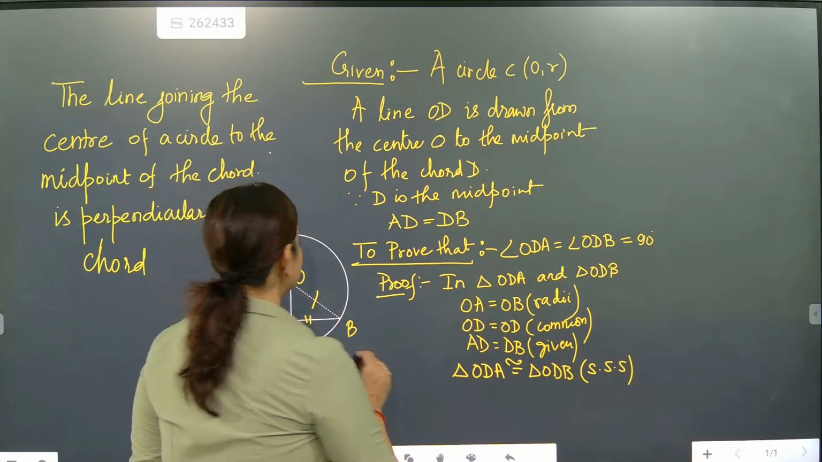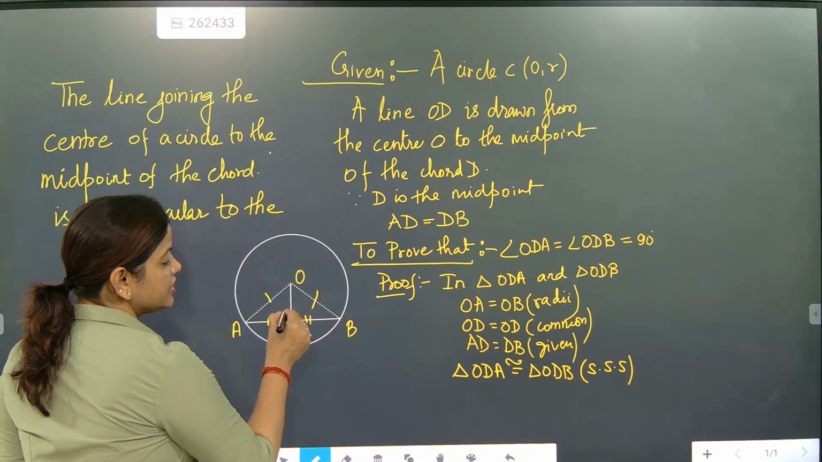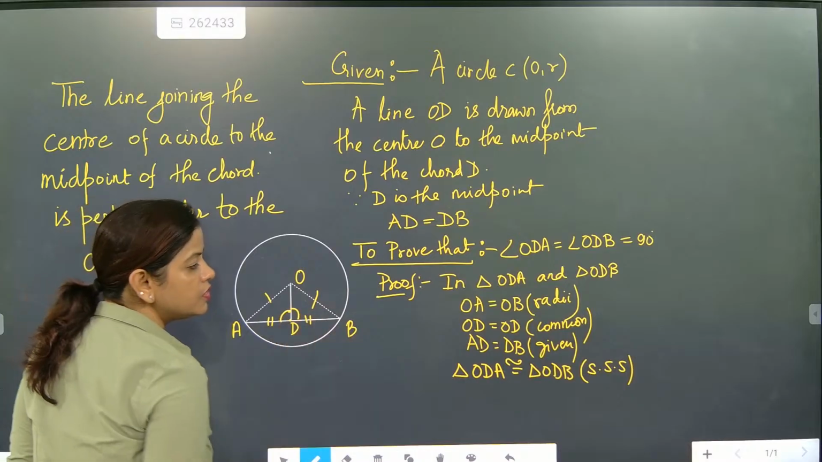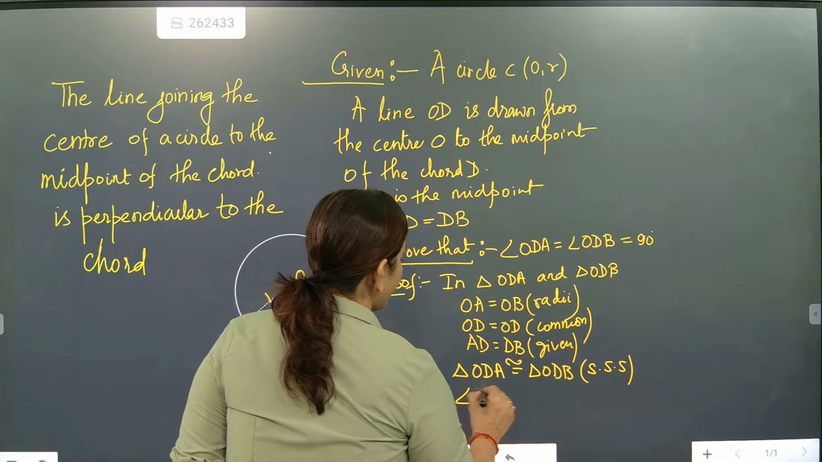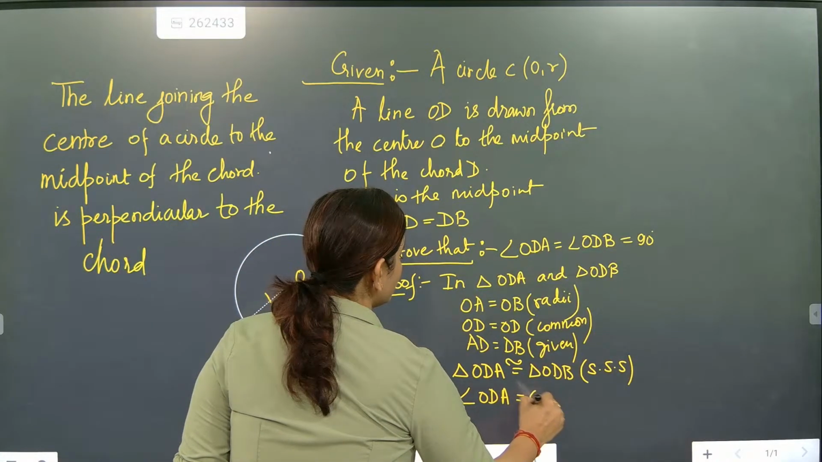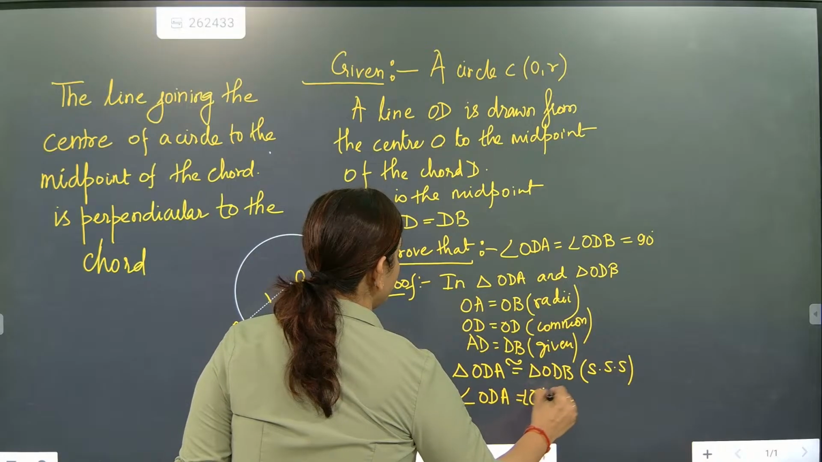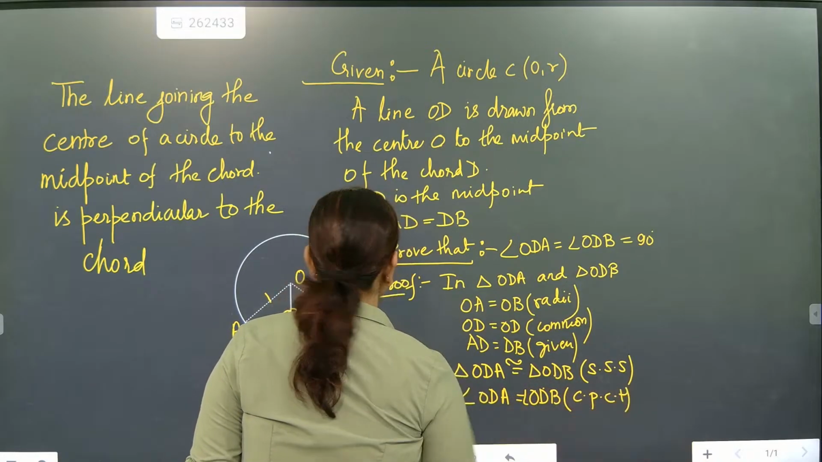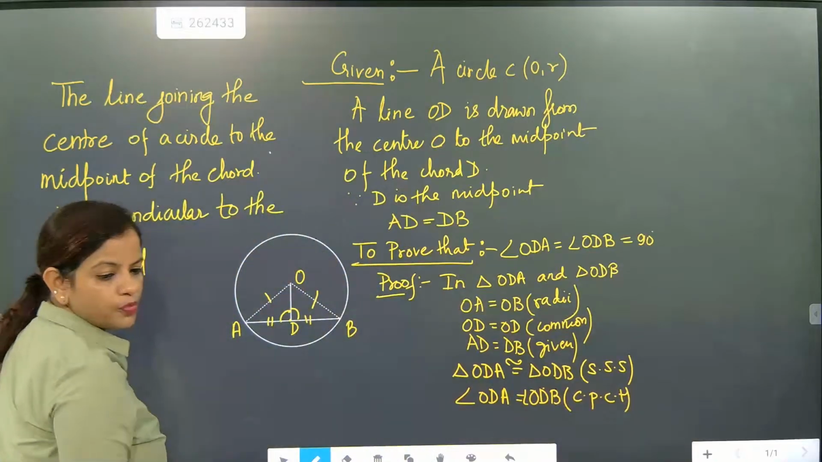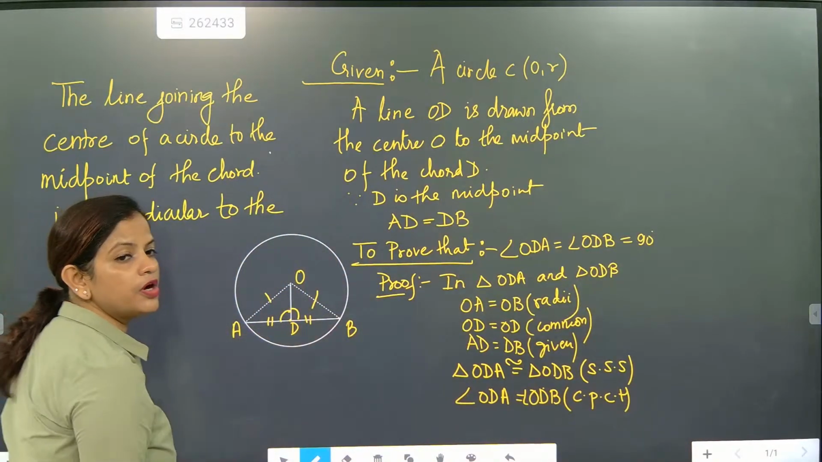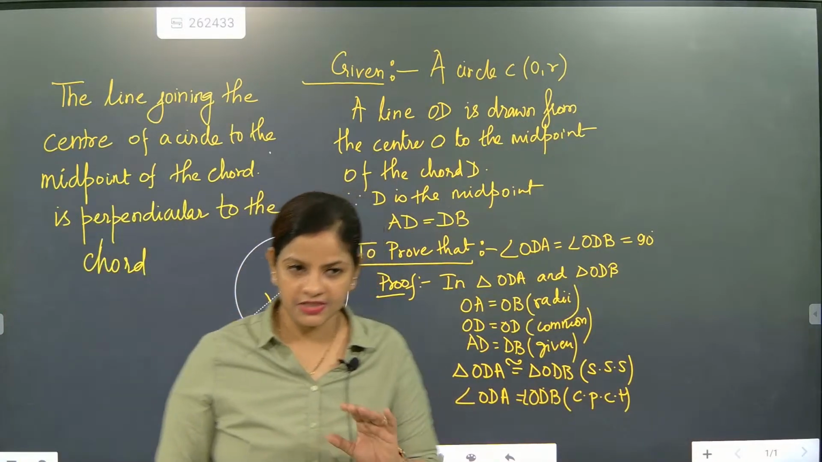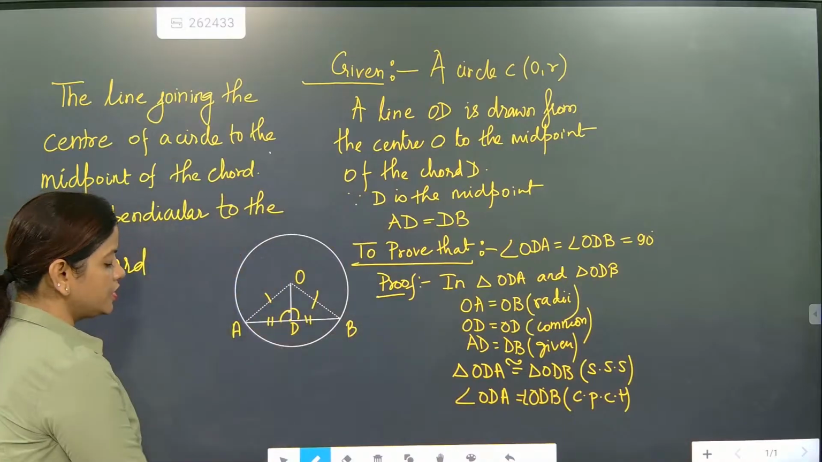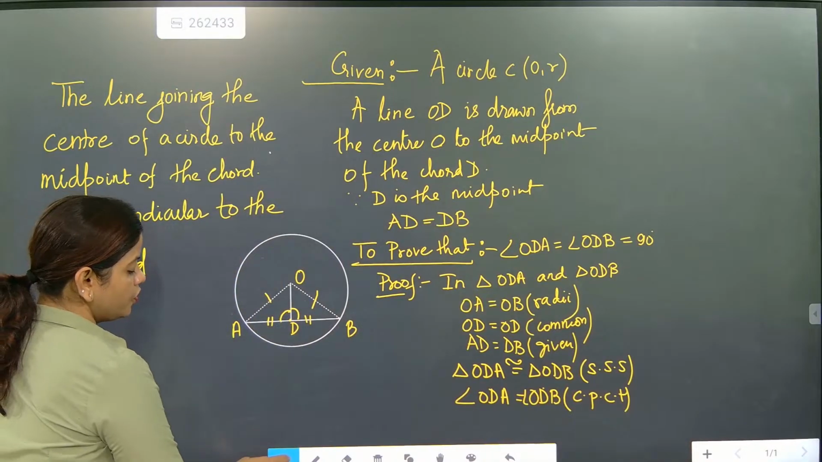That means we can say this angle is equal to this angle. So angle ODA is equal to angle ODB by CPCT. But this is not the end now. Because we know that AB is a line, and now this angle is equal to this angle, we need to prove this part now.